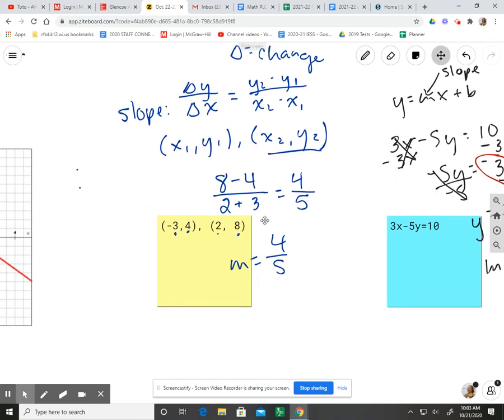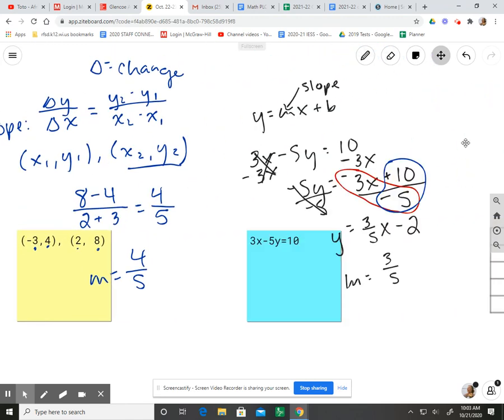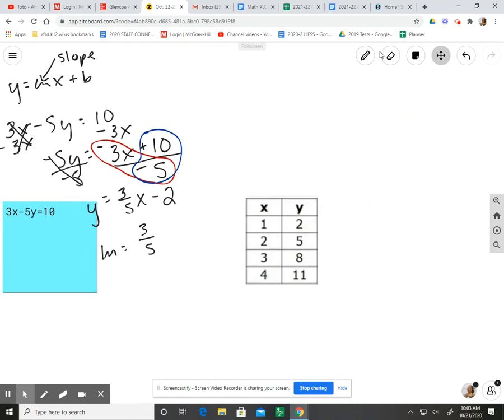All right, last one we talked about: finding your slope from a table of values. When we talked about this in videos, we talked about it as rate of change. If you look at a table of values, we talked about graphing with the table of values.